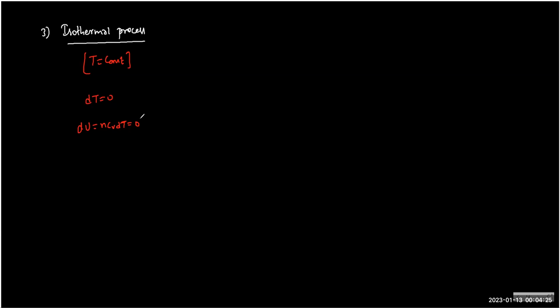So for any isothermal process, one thing is gone: dU is 0. So which other two calculations are you going to get here?